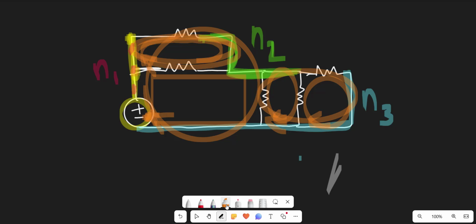So while we have these four main loops here that we see, there's also one more giant loop that we can also trace. So if we start at the voltage source here and then walk our way around like this through the perimeter of the circuit diagram and then make our way back, that's also another loop.